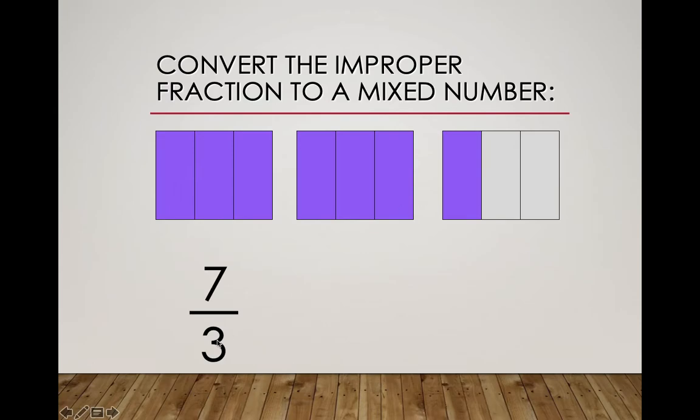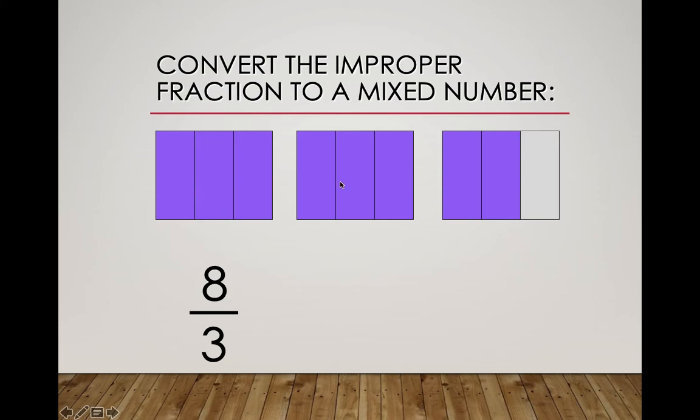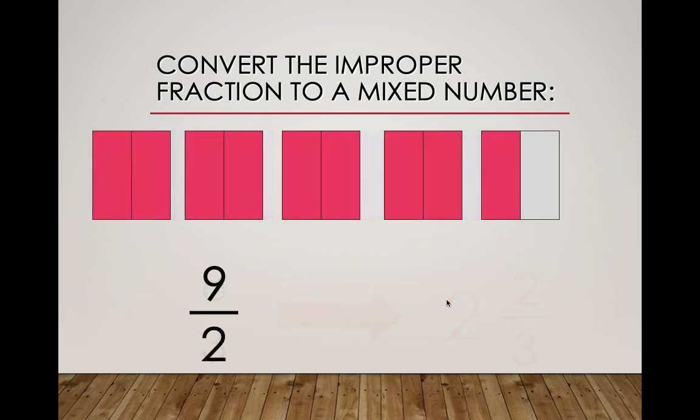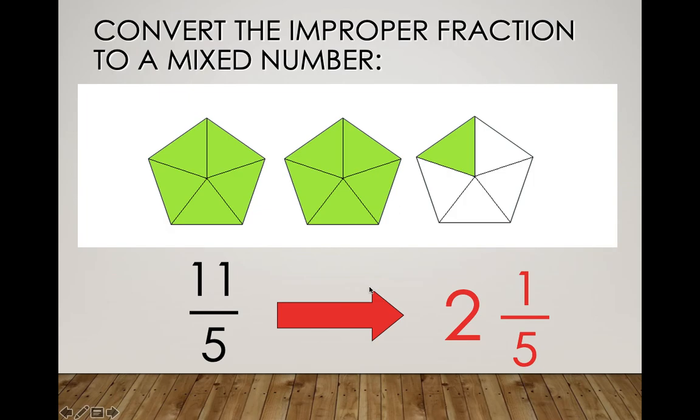So for this one, 7/3. 3 fits into 7 2 times with the remainder of 1. So it's 2 with the remainder of 1/3. 8/3. You can see 3 goes into 8 2 times with the remainder of 2/3. 2 goes into 9 4 times with the remainder of 1, so then 1 over 2. 5 goes into 11 2 times with the remainder of 1/5.